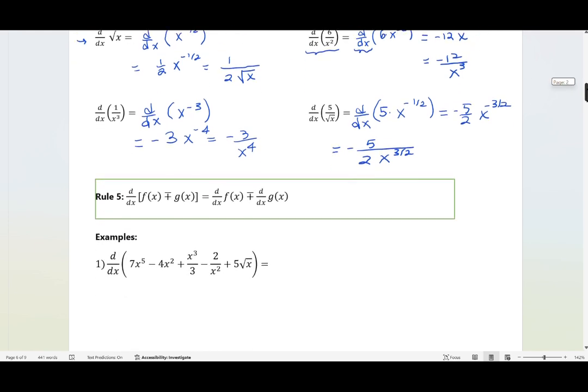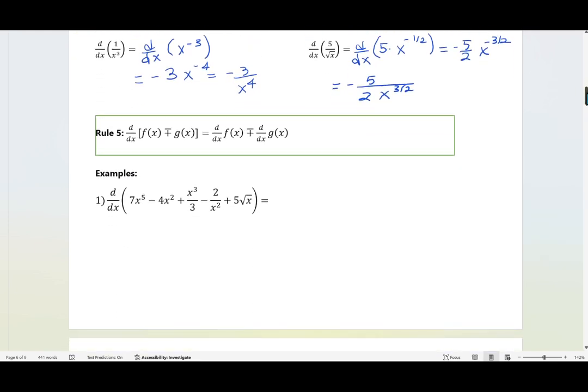Now there's another rule I want you to be aware of. If you have a sum or difference, derivatives are very easy. You can basically distribute your derivative operation over the first and over the second. Now in the next segment, we're going to see that you cannot do this with products, okay? You cannot distribute a derivative operation over a product, but you can do so over a sum or difference. So derivative of f of x plus or minus g of x equals the derivative of f of x plus or minus the derivative of g of x.